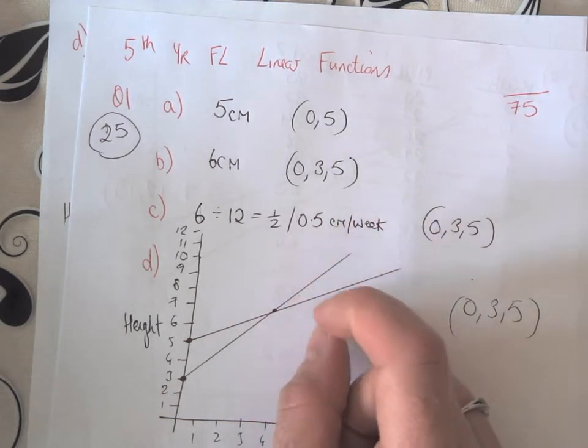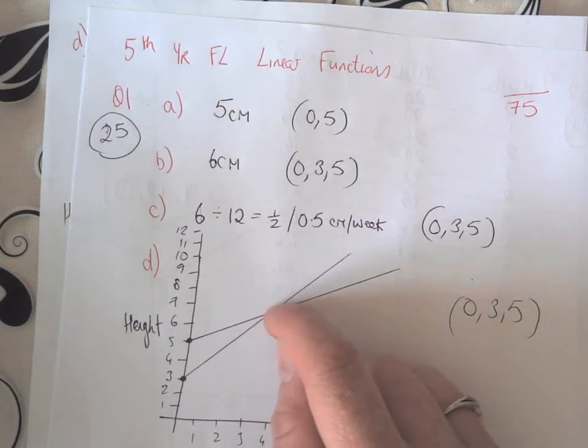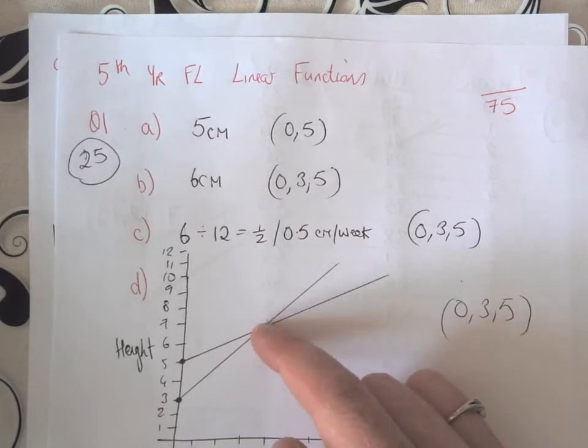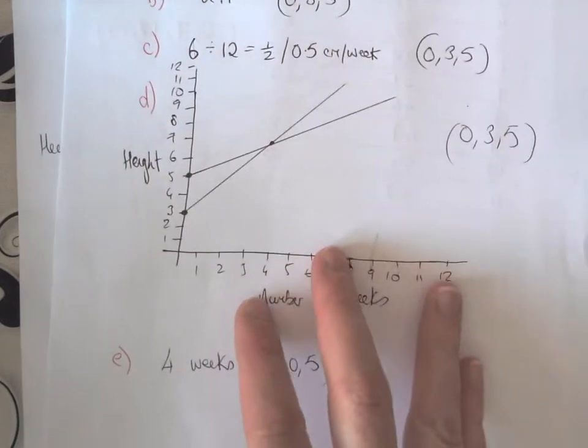And after how many weeks are both plants the same height? So we're looking at where they cross over, so at this point here, which is 4 weeks. Your graph might be a little bit off, but whatever you have where they meet, write that down. So 4 weeks. Okay.